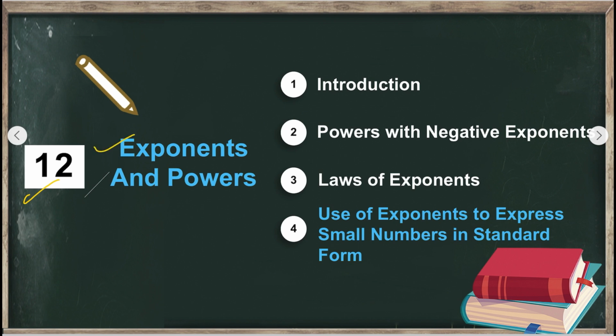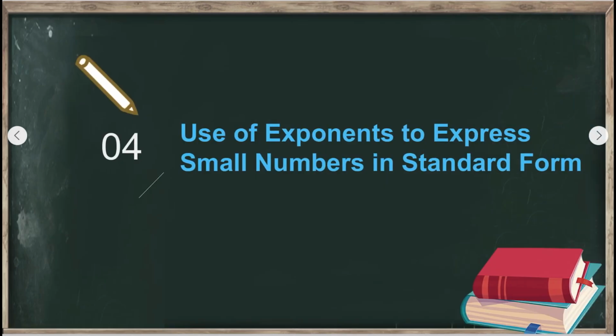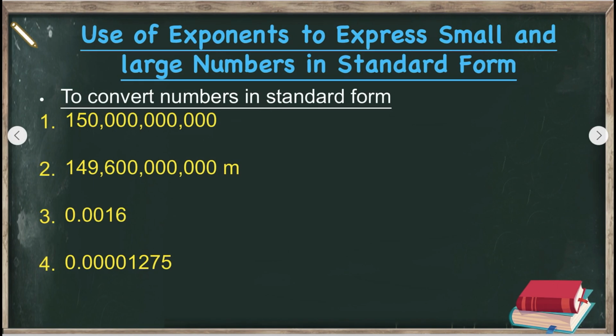The chapter number 12, exponents and powers, is divided into a total of 4 subtopics, out of which we have already covered the first 3 subtopics in the previous session. Here we'll be looking particularly at the use of the exponent to express small numbers in standard form. Let's do some examples based on this, then we'll move to the exercise 12.2. So we are using exponents to express small and large numbers in standard form.